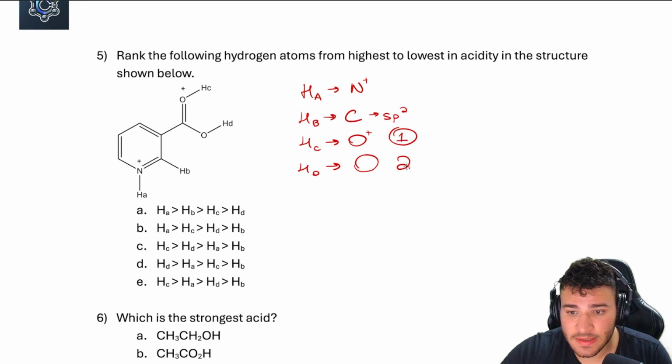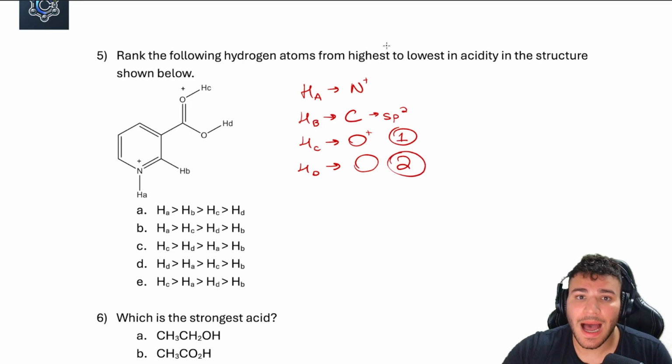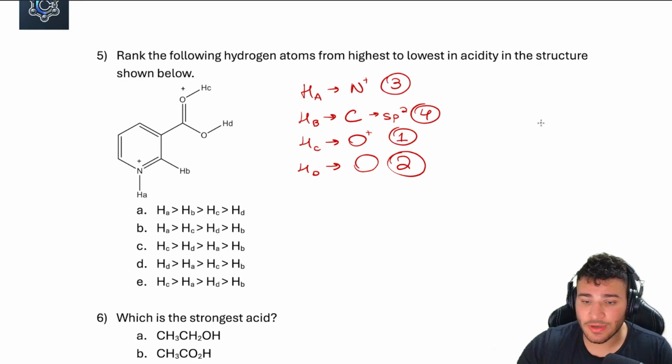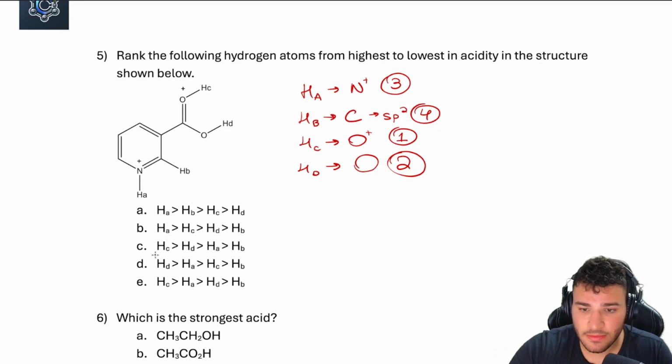And so we're going to say that this is number 2 priority. Obviously, comparing nitrogen, especially because it's positively charged, to carbon, the positively charged nitrogen is going to be number 3, and the carbon is going to be number 4. And so if we had to go from highest to lowest in acidity, we're going HC, HD, HA, and HB. So our answer is C.